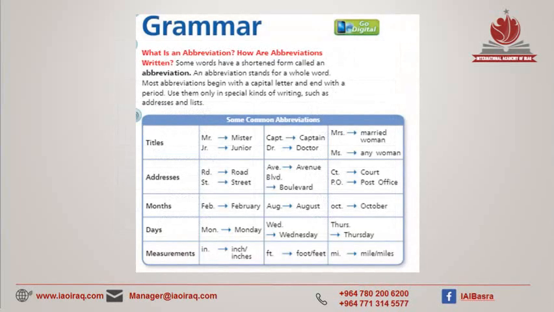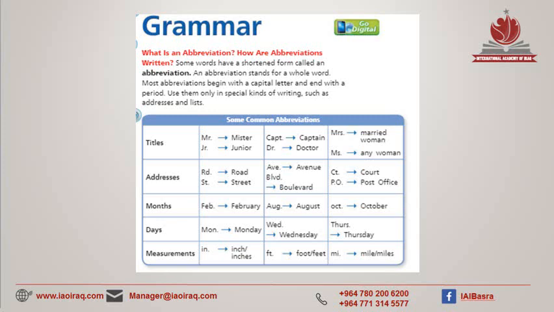So grammar. What is an abbreviation? How are abbreviations written? Some words have a shortened form called an abbreviation. An abbreviation stands for a whole word. Most abbreviations begin with a capital letter and end with a period. Now a period is a full stop, guys. Use them only in special kinds of writing, such as addresses and lists.